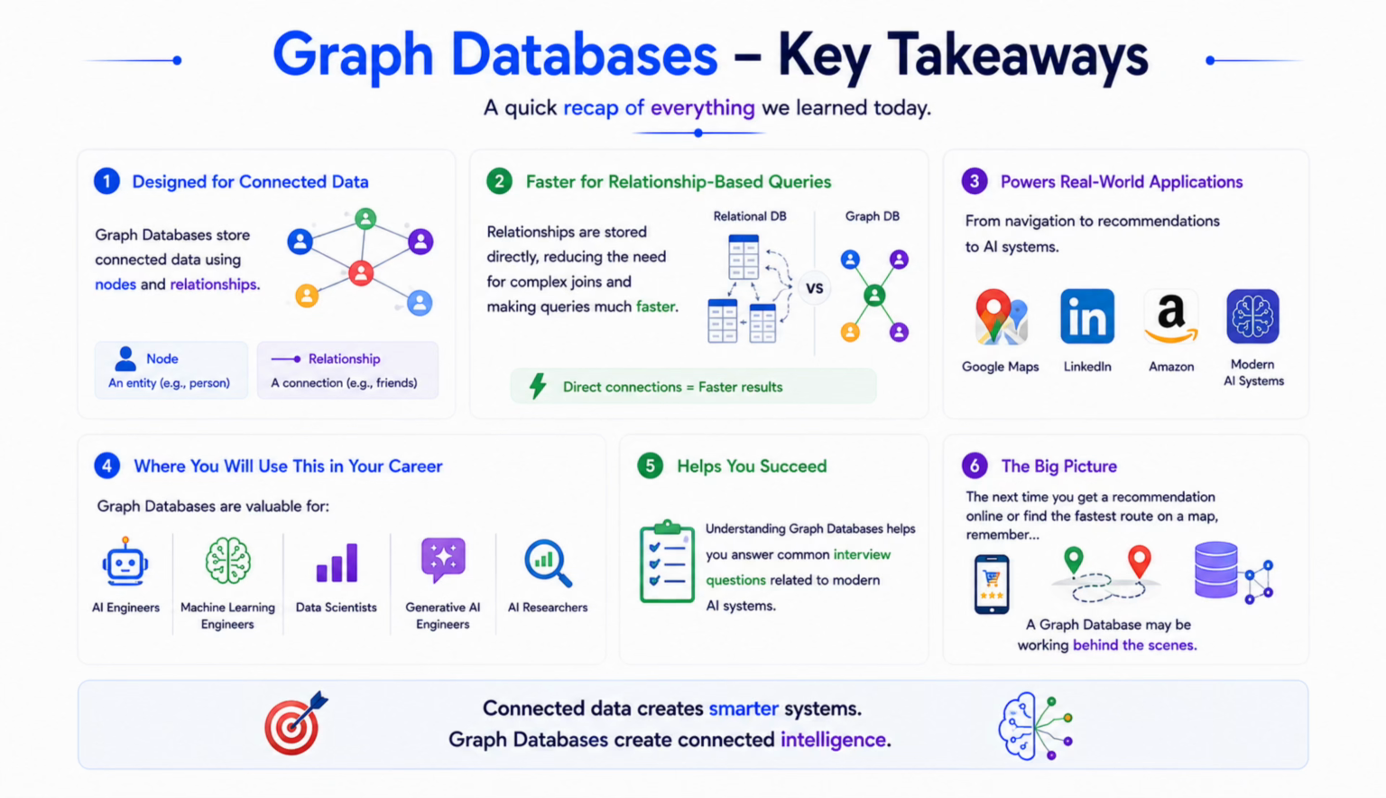Now you might be wondering where you will actually use this knowledge in your career. Graph databases are valuable for AI engineers, machine learning engineers, data scientists, generative AI engineers, and AI researchers. Understanding them also helps you answer common interview questions related to modern AI systems. So, the next time you receive a recommendation online or find the fastest route on a map, remember that a graph database may be working behind the scenes.